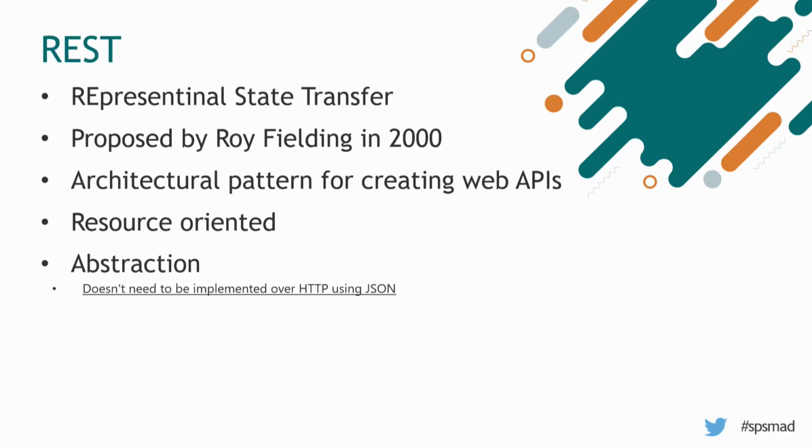REST is really oriented on the resource. So every single time that we are working or executing the queries, we are focusing on the resource. Everything is about that. And of course, as it's a concept, it does not have to be implemented on HTTP with JSON. It's the most popular way of implementing that. But in fact, we can implement it however we want. So we're just focusing on creation of web APIs, right?